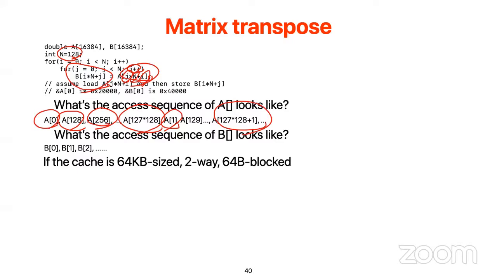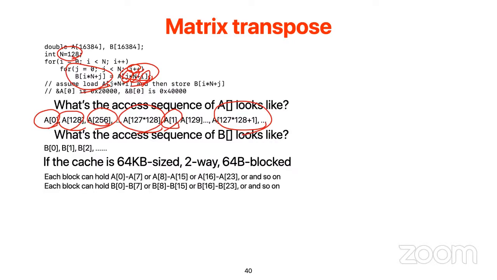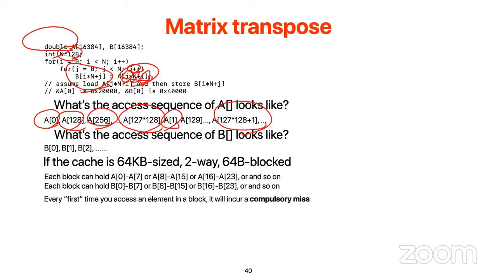If the cache is 64 kilobytes, two-way, with a 64-byte block, each block can hold, and for this example I use double, and a double is 8 bytes, so each block can hold A0 to A7, or A8 to A15, A16 to A23. Don't ask me why there's only A; because this is a double, 8 bytes, and you have a 64-byte block. And for B, it's the same. So the first time you access an element in a block, it will incur a compulsory miss for sure.